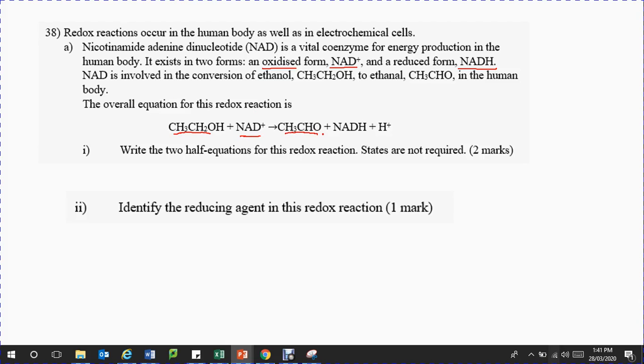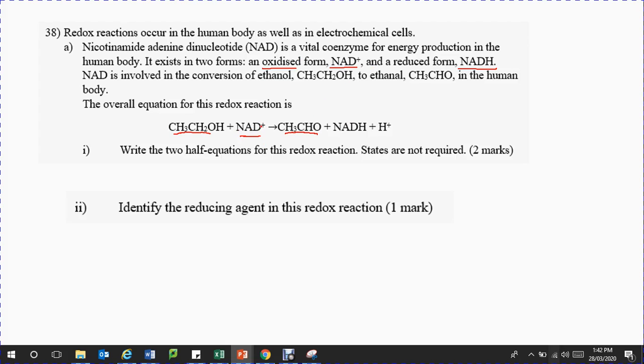ethanol and our NADH plus our hydrogen ion. If we have a look at our equation, it gives us some information above here. This is our oxidized form, the NAD+, and our NADH here is our reduced form. That tells me if it's going from our oxidized form to the reduced form, that it must have undergone reduction. I can tell that from this information up the top.